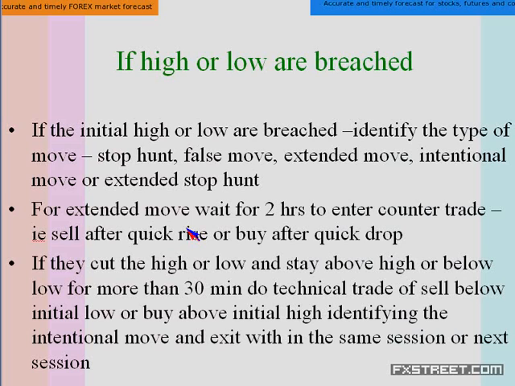So once you identify that the move is an extended move, wait for 2 hours. Later on, you try to take a sell position when they stop cutting the high, or you take a buy position when they stop cutting the low for the last 30 minutes of observation. I'll show it in the chart again. In an intentional move, you have to allow the market to fall. Only then you can buy. Otherwise, you can continue to sell, and during the third session drop, you should accumulate or buy back again and turn long.